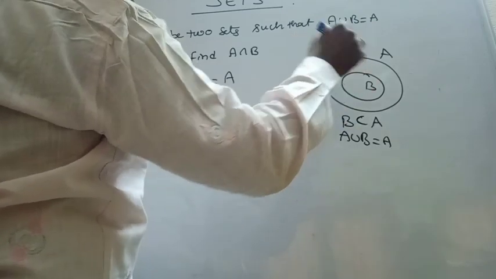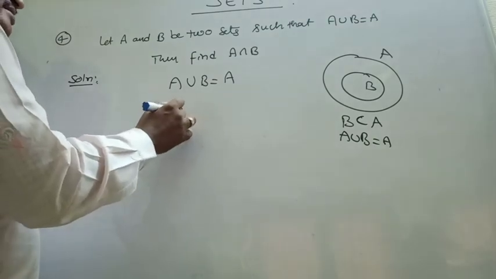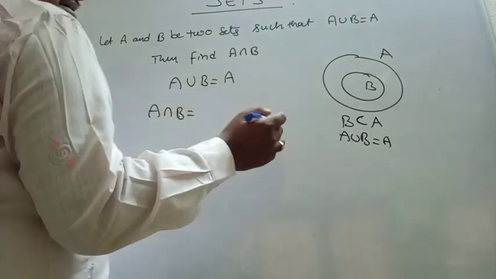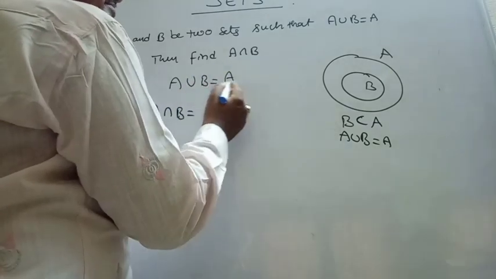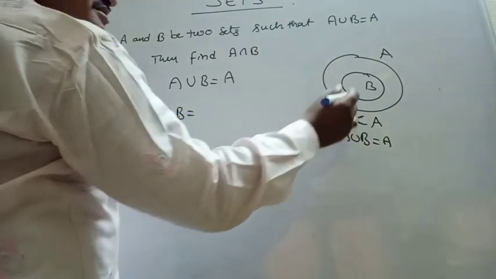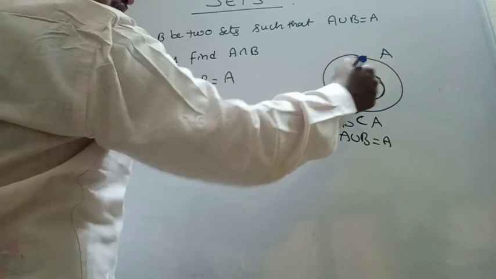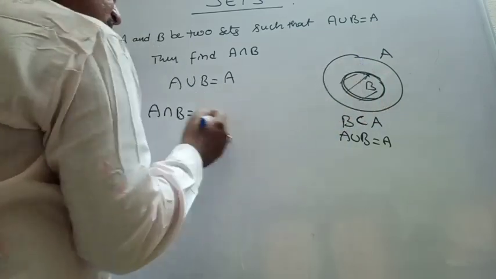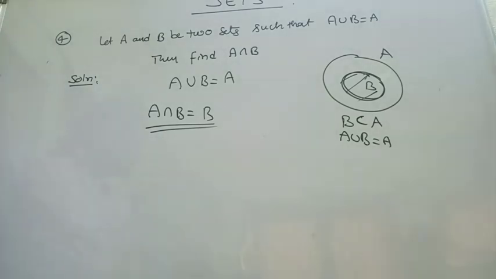When B is a subset of A, only then you will have A union B equal to A. Now A intersection B, when B is a subset of A, B is present totally within A. Now the common elements are nothing but only B. Therefore A intersection B is equal to B, which is the correct answer for this.